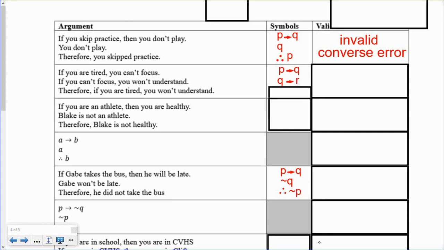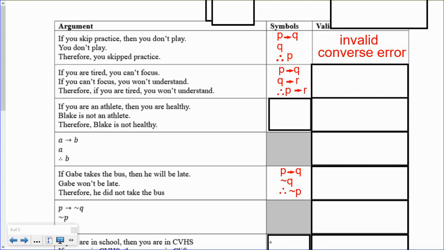And then what's the last statement? Therefore, if you are tired, you won't understand. It's P to R. Make sure you have the therefore symbol. Therefore, P arrow R. Well, sometimes the then isn't written. It's the same thing as when you use the word that. Sometimes you don't write it.